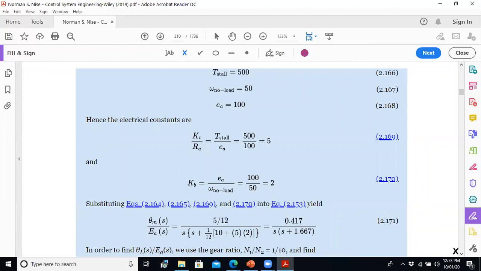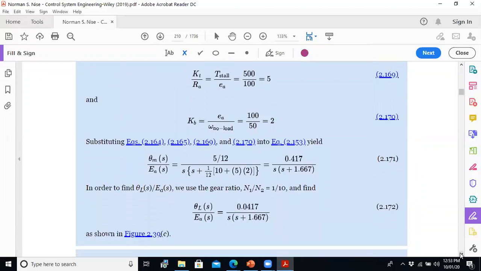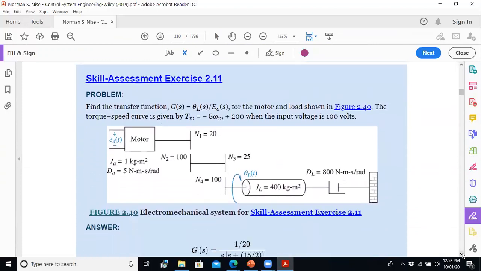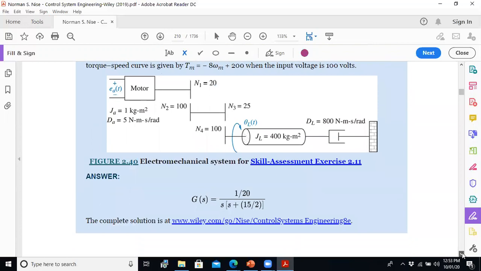Then you might have to find the theta L over EA. You simply use this relationship to relate theta M and theta L. How do I relate theta M to theta L? Use this simple relation. If you go through this example problem, it should be easy for you to do the homework problem. If you have any problem, just shoot me an email so I'll be able to help you.